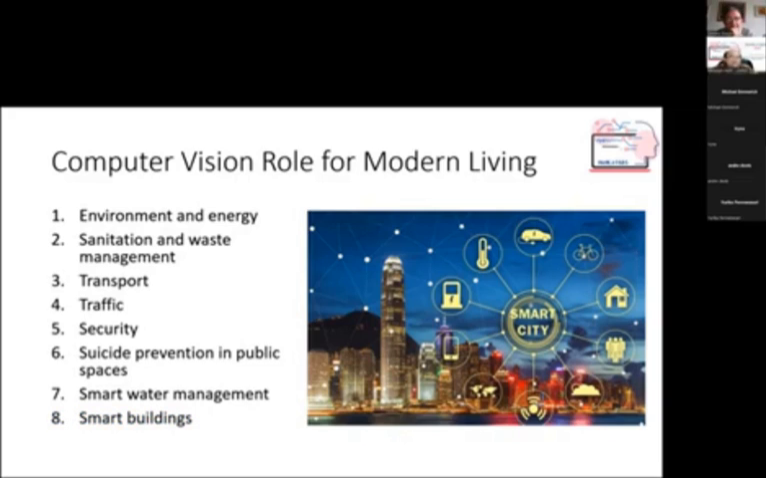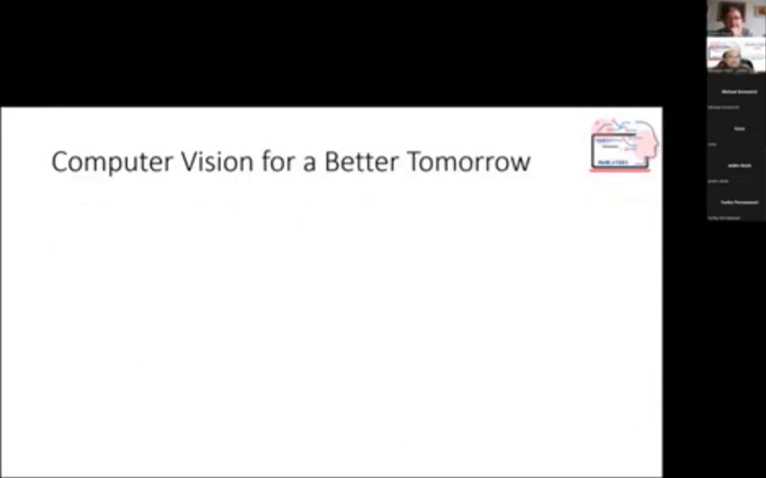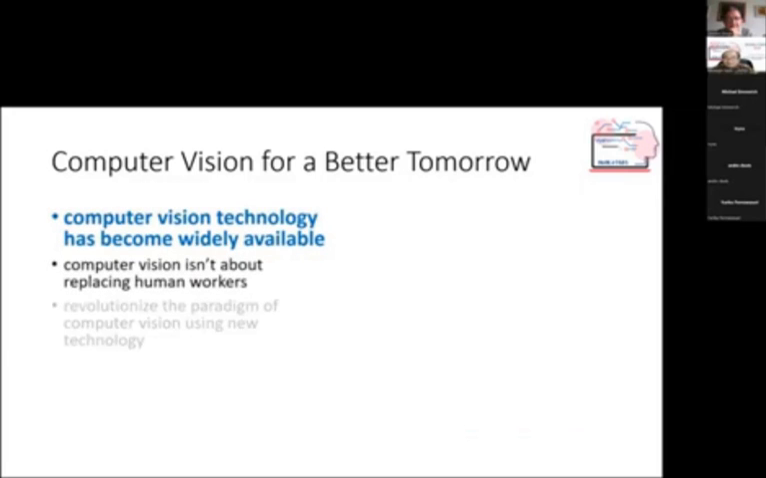So, computer vision for a better tomorrow. So what is the role of computer vision? Computer vision technology has become more widely available, making it more tempting to businesses in other areas.